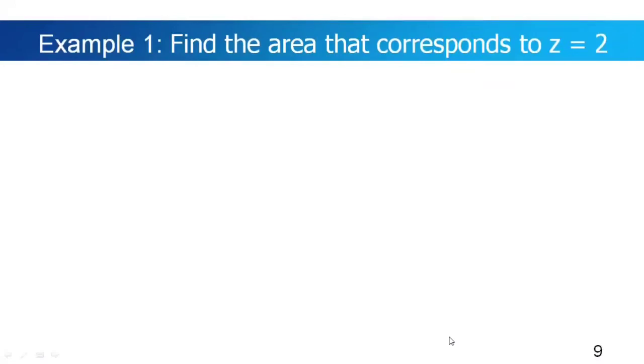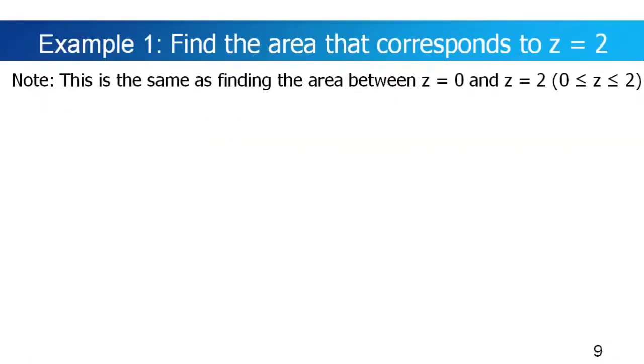Example number 1. Find the area that corresponds to z equal to 2. This is the same as finding the area between z equal to 0 and z equal to 2. Using our interval symbol, z is greater than or equal to 0 but less than or equal to 2.